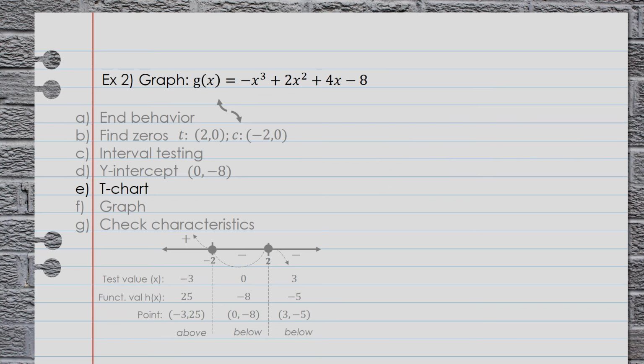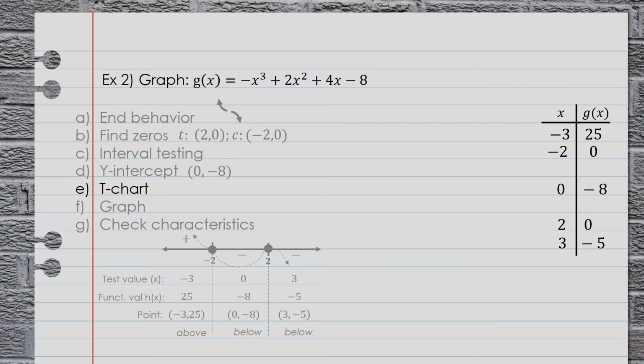Now we're ready for our t-chart. So we're going to gather our points from our interval testing. Our first point is (-3, 25). Then comes our x-intercept of (-2, 0). The point from the middle region is (0, -8). Then we have our next x-intercept of (2, 0). And then we have our right region of (3, -5).